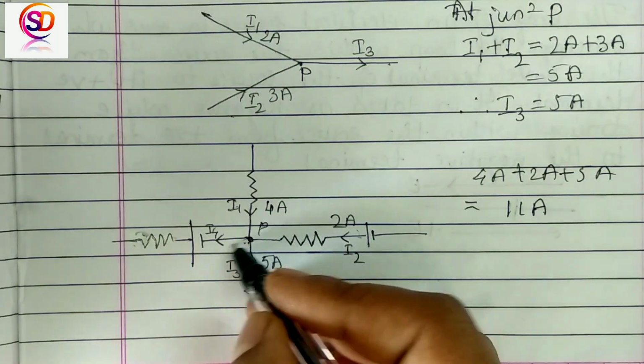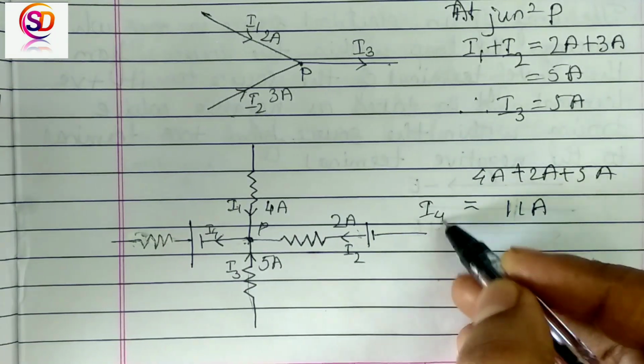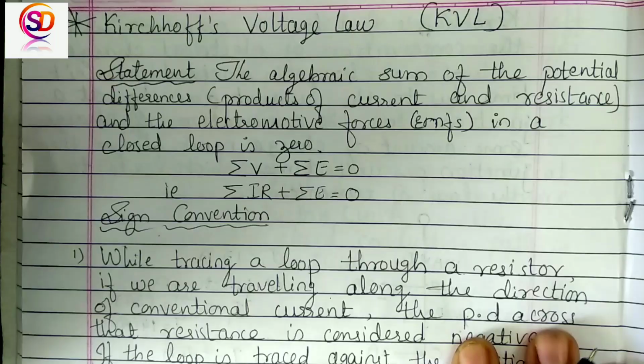Now who is leaving from the junction? I4 is leaving from the junction. So current through I4 is nothing but 11 ampere.